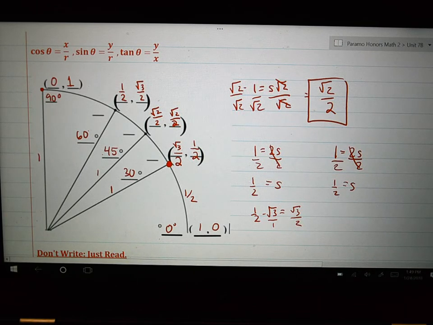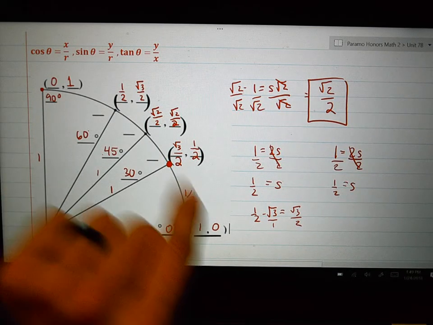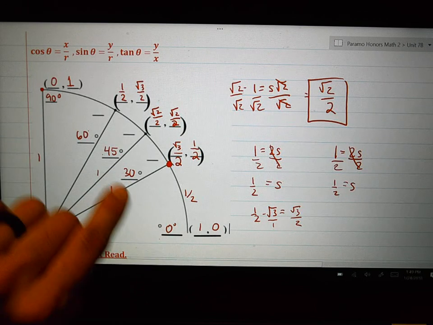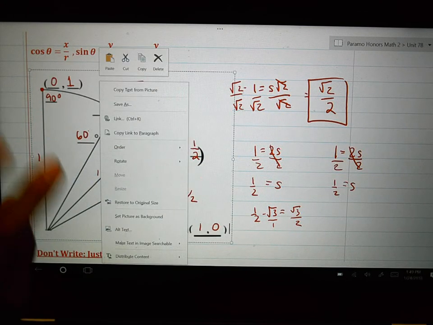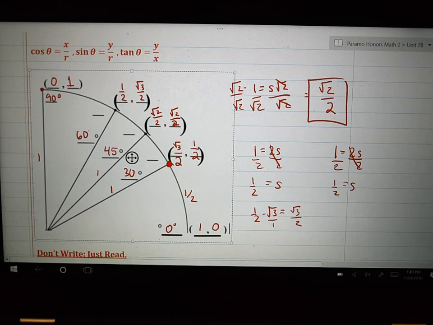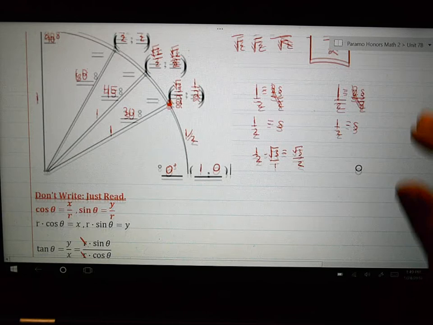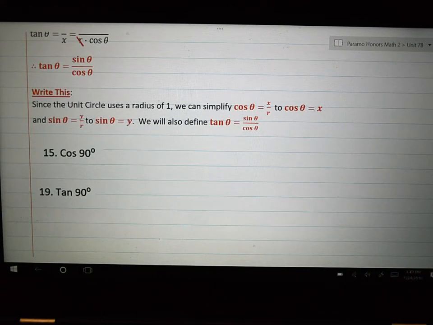We can now use this to find any ratio we want from 0 to 90 degrees as long as it's using one of these 5 reference angles. So, here are our last 2 problems. The cosine of 90 degrees.